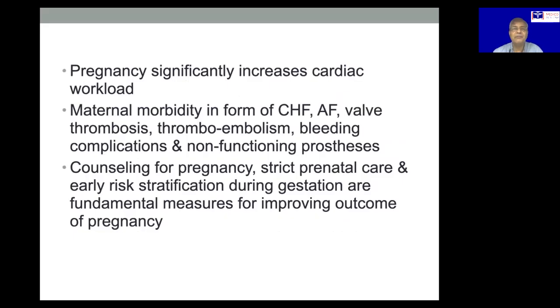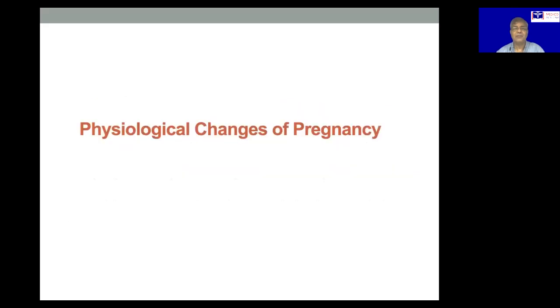As we all know, pregnancy significantly increases cardiac output. So maternal morbidity in the form of congestive heart failure, atrial fibrillation, valve thrombosis, thromboembolism, bleeding complications, and non-functioning prosthetic valves are very common during pregnancy. So it's very important that patients with mitral stenosis are counseled for pregnancy, that is, not to undergo pregnancy. And in case they do get pregnant, there should be strict prenatal care and early risk stratification during gestation, which are fundamental measures to improve outcomes of pregnancy.